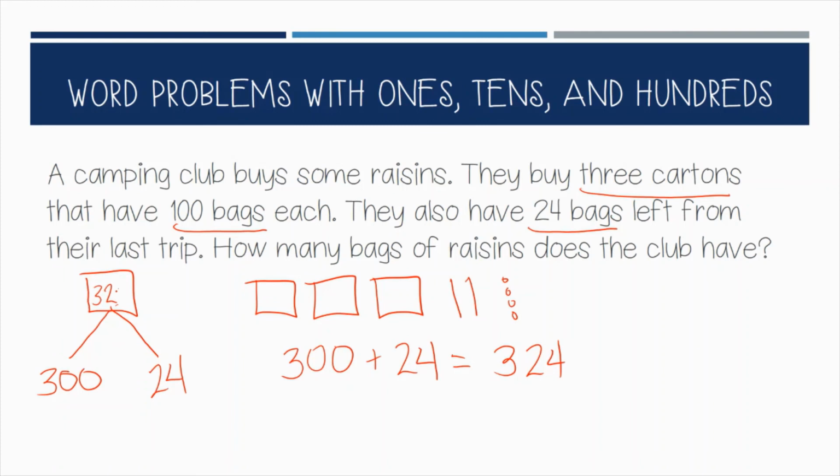I'm going to add that into my mountain. Now, when I write my answer to a word problem, I always want to make sure that my answer also has words. We call that a label. So 324 bags. And you could say bags or bags of raisins. Either way is fine.